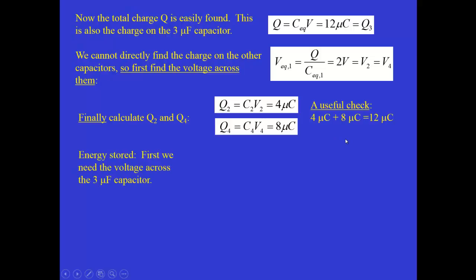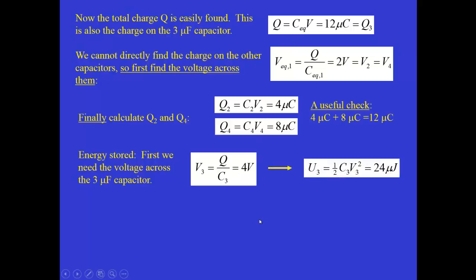Finally, we'd like to calculate the energy stored. First, we need the voltage across the 3 microfarad capacitor, but that's easy because if we look back at the sketch, the voltage across the 2 capacitors that were in parallel was 2 volts, and 6 was the voltage across the battery. So those 2 have to add together. Since we know that V1 and V2 were 2 volts, then V3 has to be 4 volts to add up to 6. That means we now can calculate U3, 1/2 C3 V3 squared. We have all those numbers. That gives us 24 microjoules.